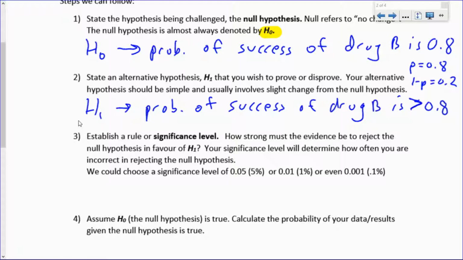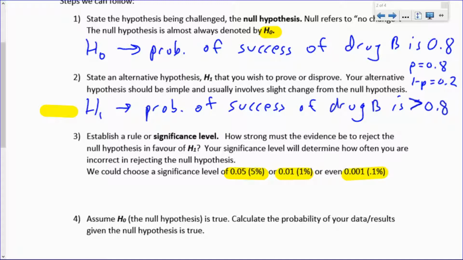This part, step 3, is a little confusing, but when we get to the end of the question, you'll probably start to see what it means. We talk about what's a significance level. How strong must the evidence be to reject the null hypothesis in favor of H1? How much evidence do we need to make this our new conclusion, that drug B is better? Your significance level determines how often you're incorrect in rejecting a null hypothesis. In medical studies, they want significance levels that are quite strict. So common ones are 0.05, which corresponds to I might be wrong 5% of the time, 0.01, which corresponds to 1%, and then 0.001 or 0.1%.